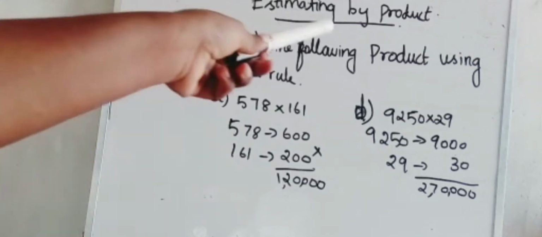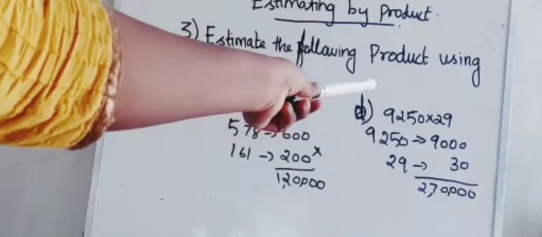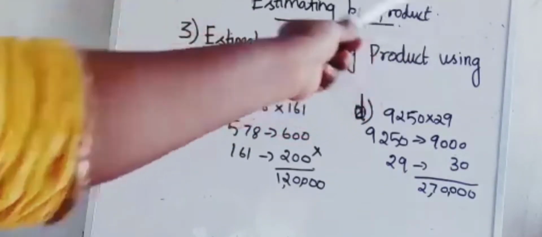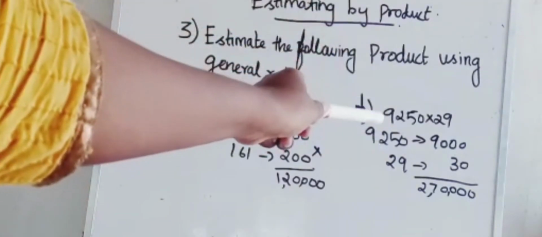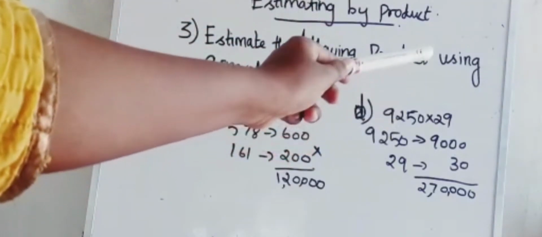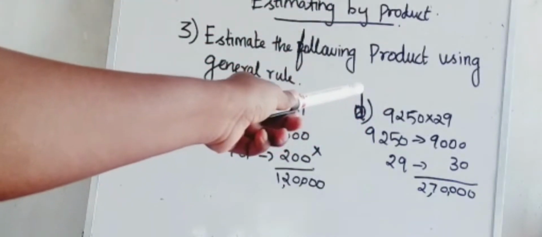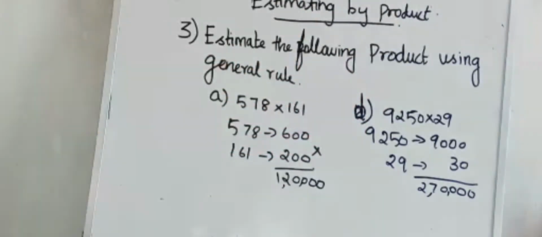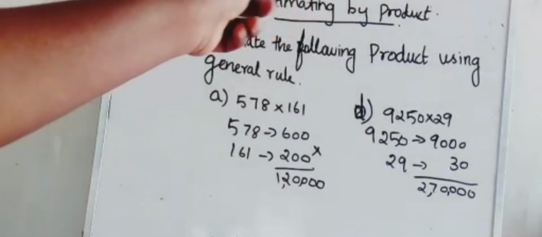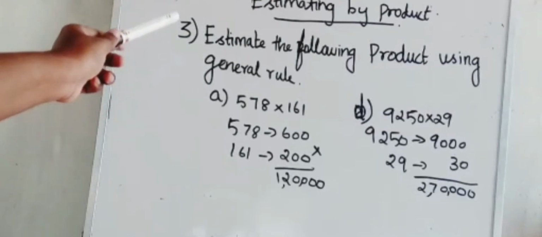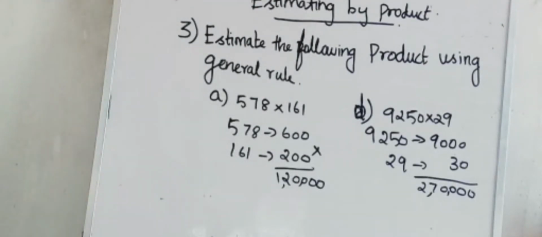Next one, the second sum. 9250 into 29 is given. For the first one, we are going to round off to 9000, that is to the thousands, and for the next one we are going to round off to the tens. Why are we going to do it like that? Because it is given to find the product using the general rule.